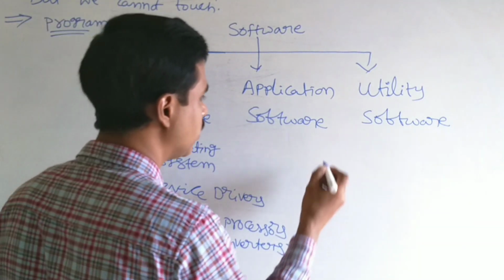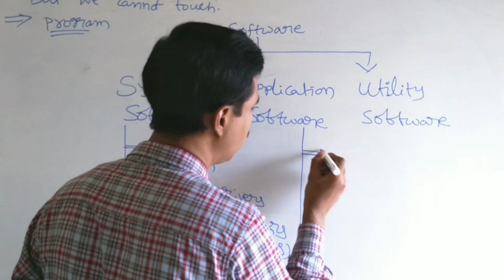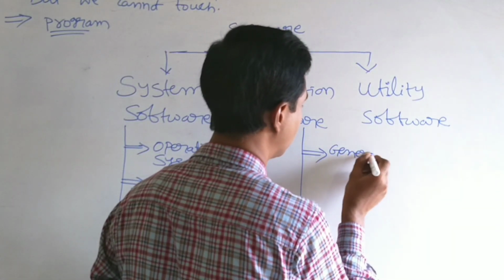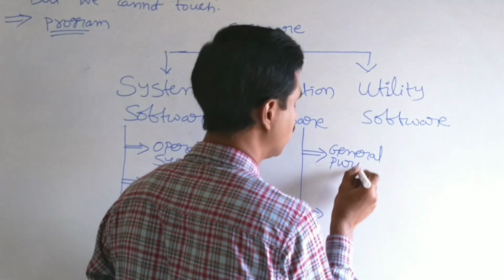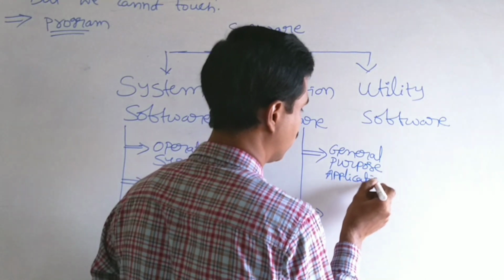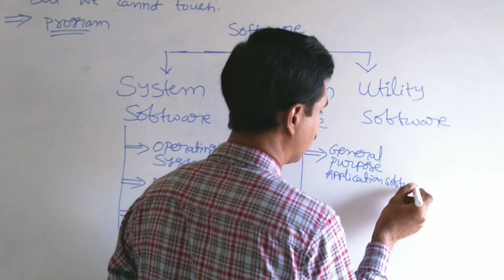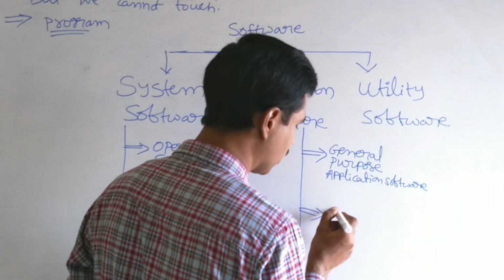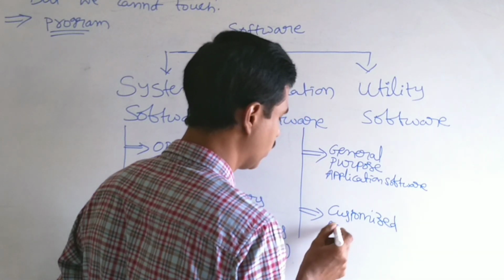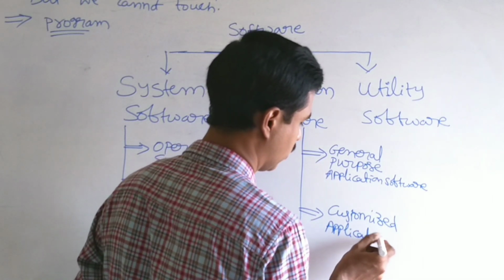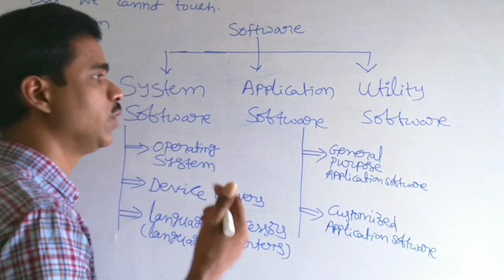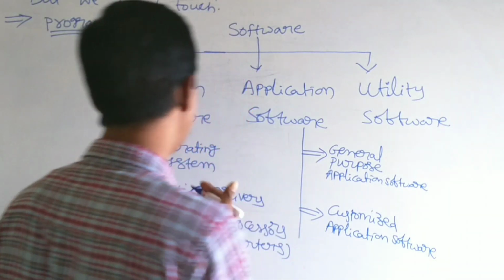Coming to the application software, it is majorly divided into two categories based on the functionality. One is general purpose application software. And the second one is customized application software. Okay, coming to the utility software, I will explain one by one clearly.